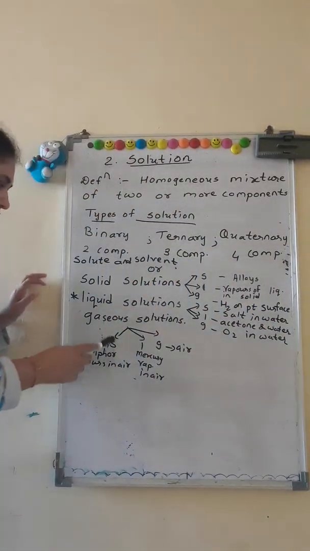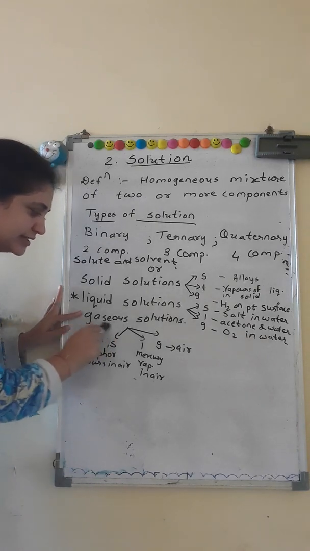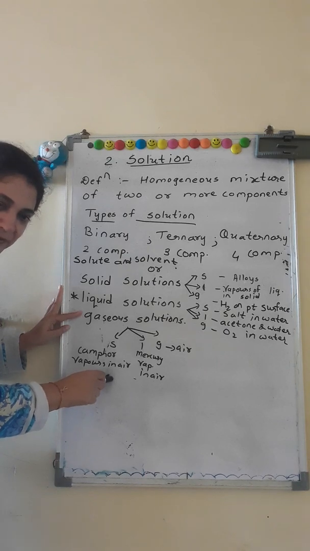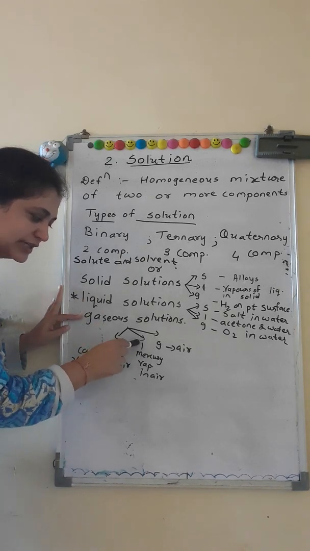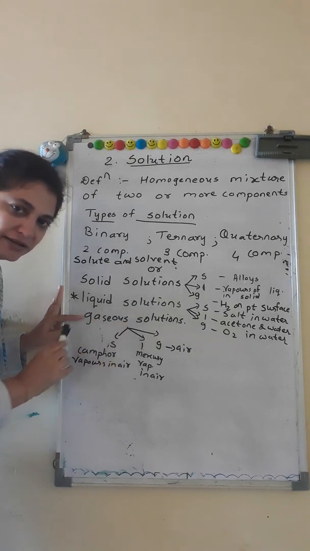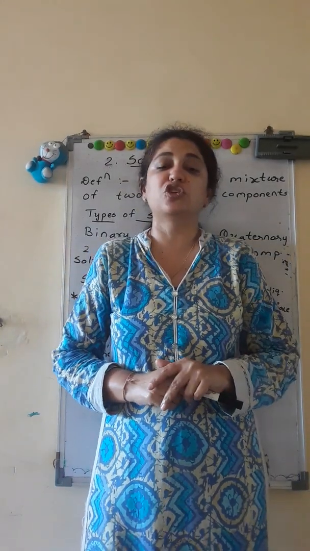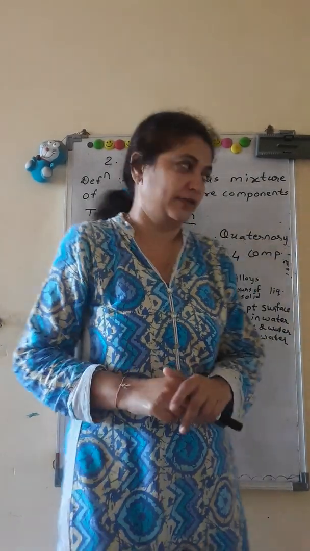Then we also have gaseous solution in which gas is a solvent. So vapors of camphor in air will be an example of solid in gas. Mercury vapors in air will be an example of liquid in gas, and air itself is a homogeneous mixture of many gases. So air is also a solution.